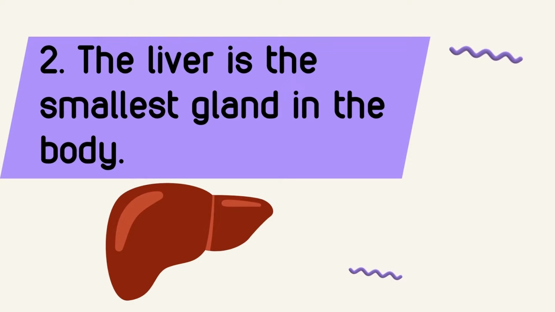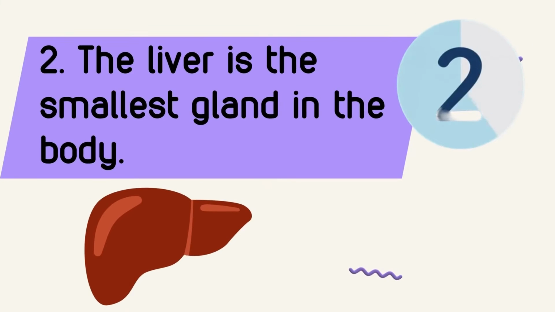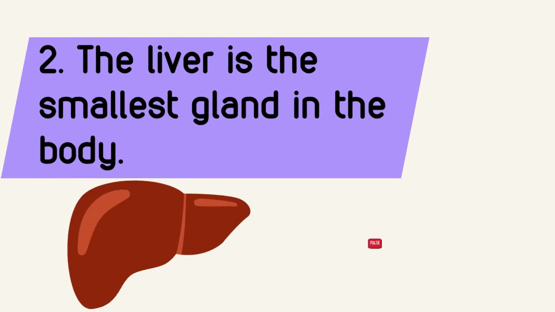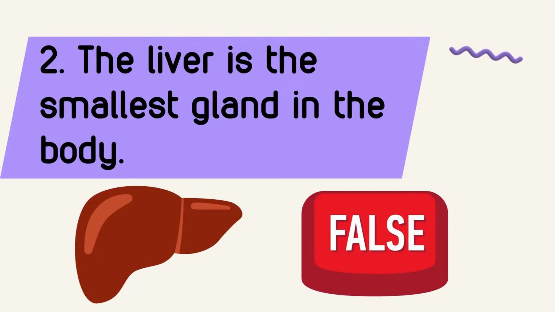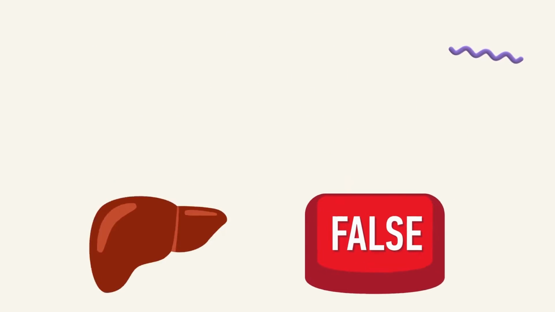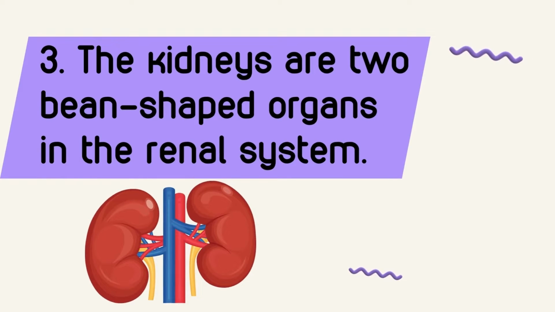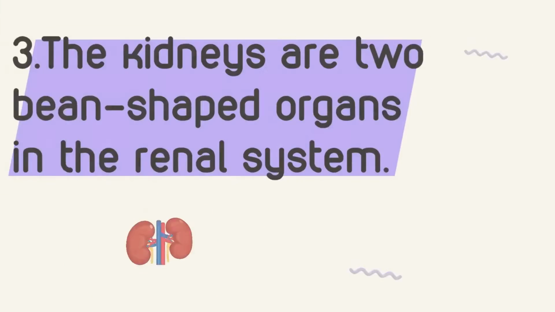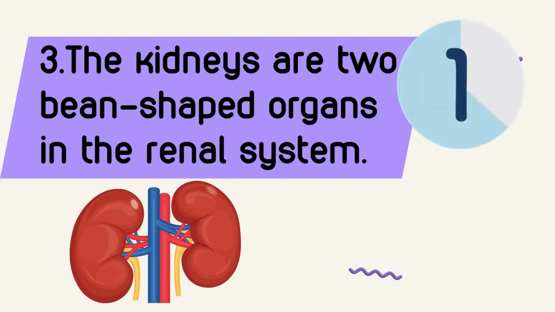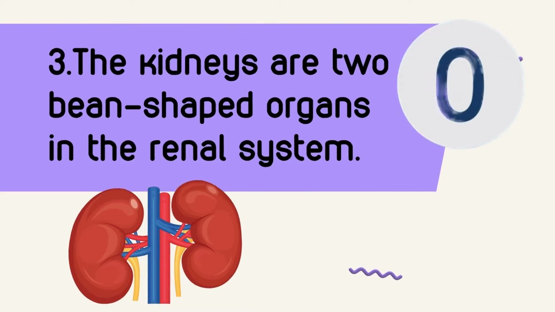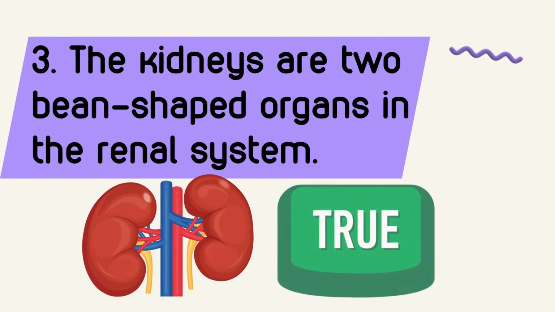Number 2. The liver is the smallest gland in the body. Is it true or false? If your answer is false, you are right. Number 3. The kidneys are 2 bean-shaped organs in the renal system. The answer is true.